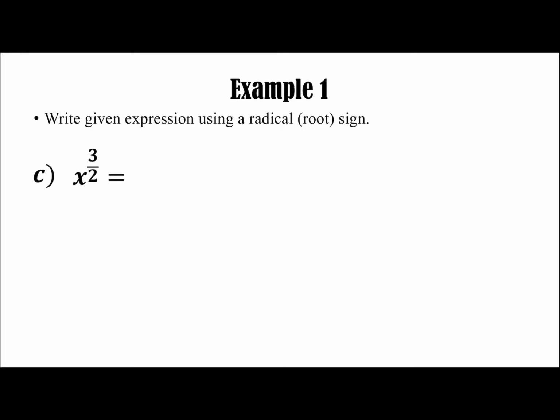Part C, x to the power 3 over 2. So 3 is the power, 2 is the root. So I could say square root of x cubed, and x cubed can be written as x squared times x, and the square root of x squared is x, so I could write it outside, so x root x.